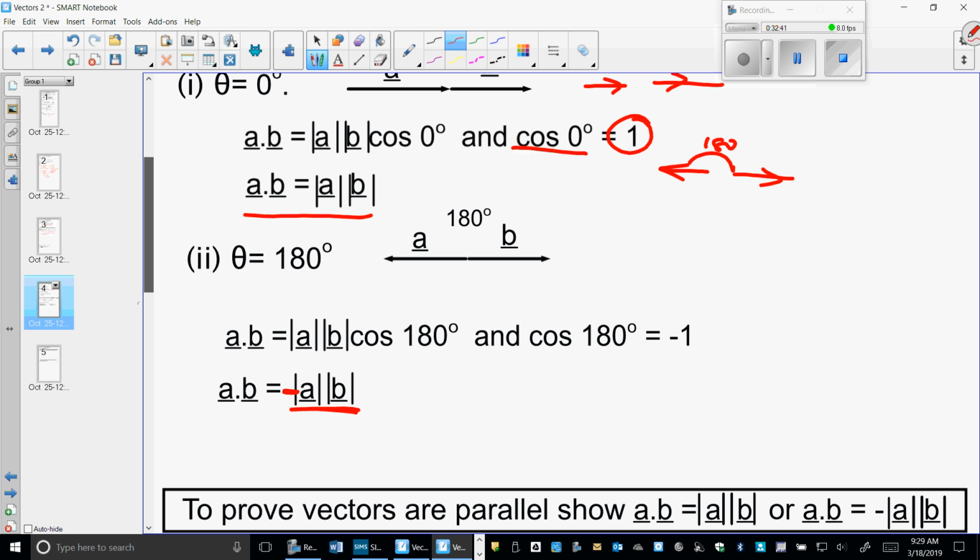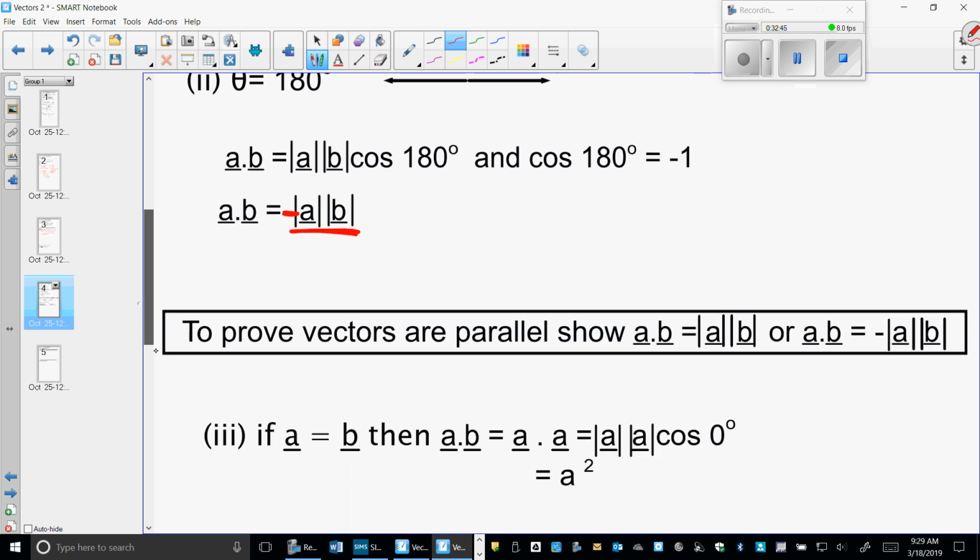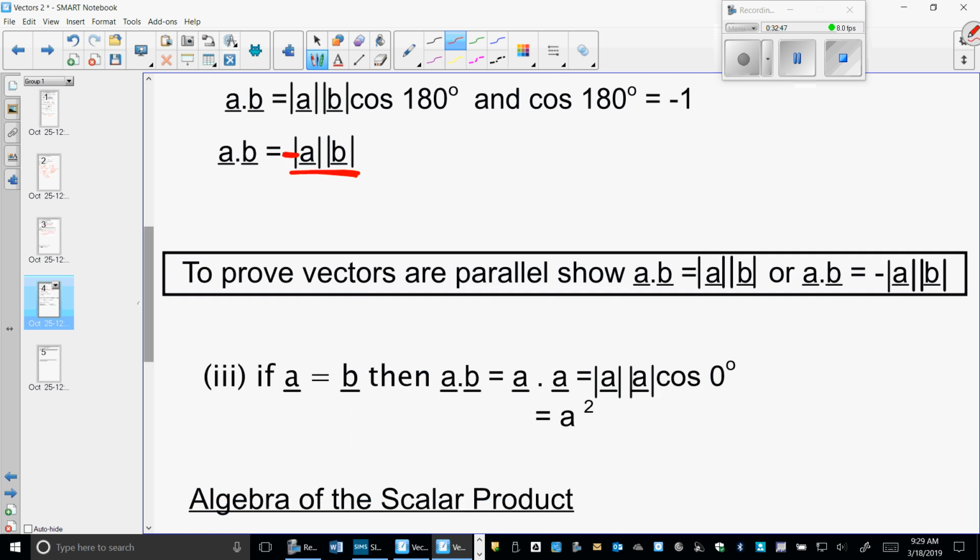If it was 0, then cos of 0 is 1, which means that the dot product would be just equal to those two lengths multiplied by each other. If it was 180, then it would be negative the two lengths multiplied by each other. If A is exactly the same as B, then the dot product would end up being just A squared.